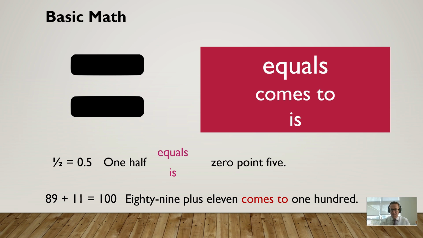Equals, comes to, is. So this is what this symbol in maths is. So for example, 1/2 equals 0.5 or 1/2 is 0.5. Has the same. But we also have comes to. For example, 89 plus 11 comes to 100. So they're very similar, but comes to we use for an equation, and equals and is we can use for both.